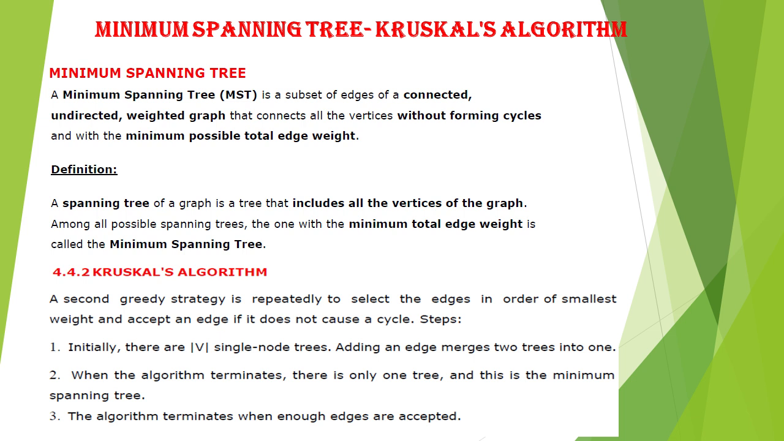There are two algorithms, Prim's algorithm and Kruskal's algorithm. We will see Kruskal's algorithm. The greedy strategy is to repeatedly select the edge of the smallest weight and accept an edge if it does not cause a cycle. Initially there is a set of vertices. You have to construct a tree with each vertex as a single node. Adding an edge merges two trees into one. When the algorithm terminates, there is only one tree, and this is the minimum spanning tree. The algorithm terminates when enough edges are accepted.